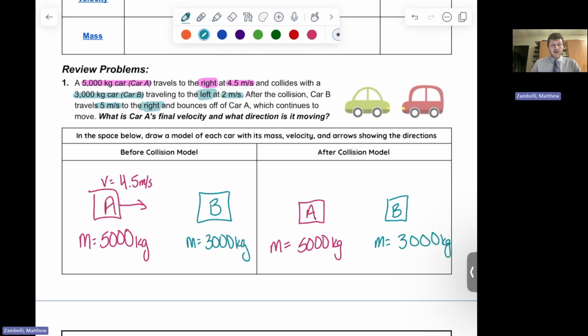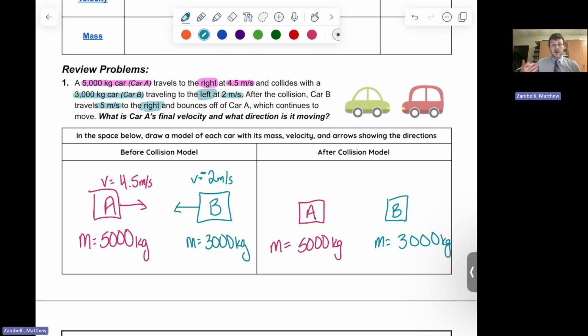And then before the collision, it's moving to the left, and that's going at 2 meters per second. And if we want to label again, V equals, remember, its velocity, or you can just write the 2 meters per second above. That's fine too. And then remember, if it's going to the left, we can even put in a negative to remind ourselves that this is going to be a negative velocity because of the left direction, because it's going the opposite direction of car A.